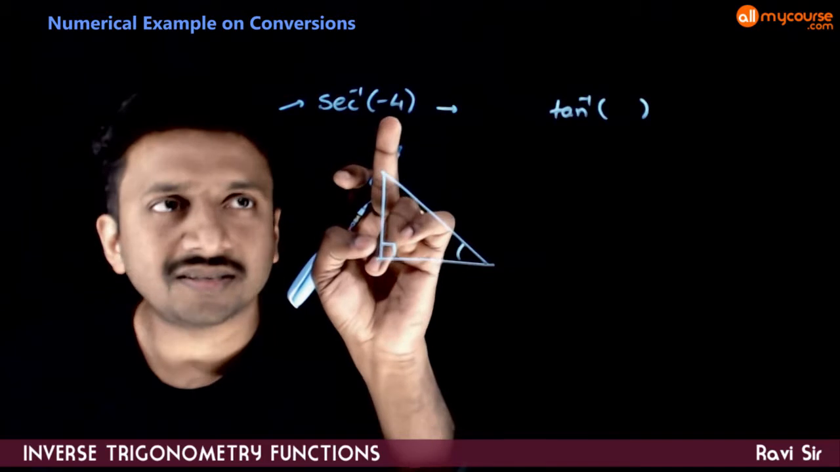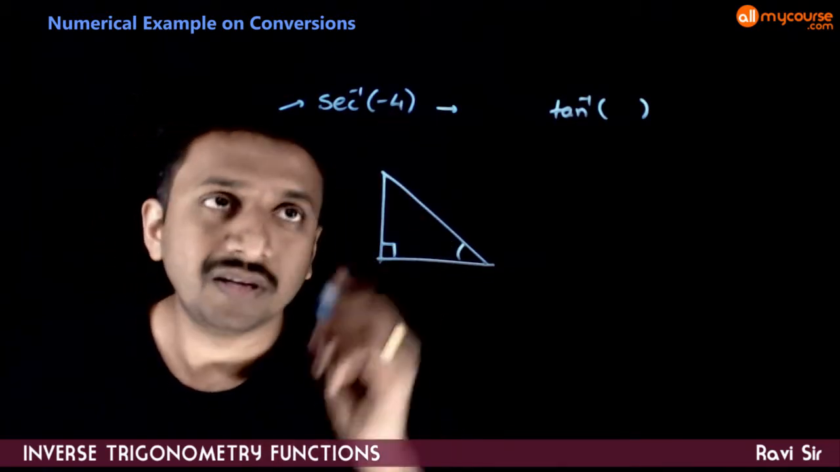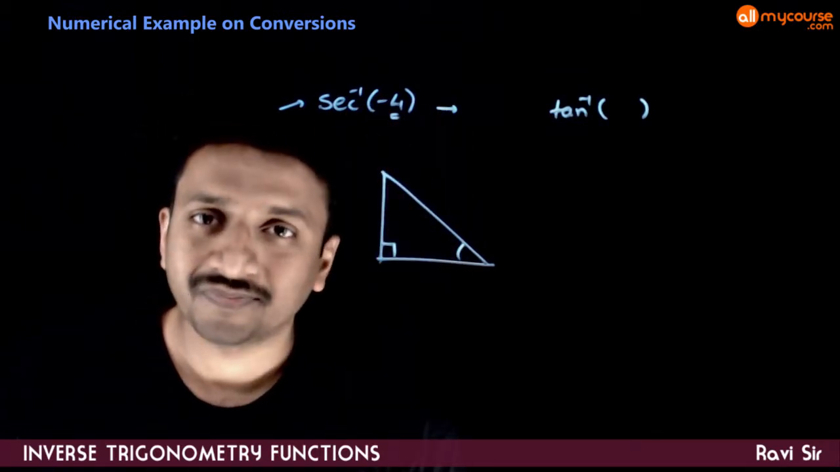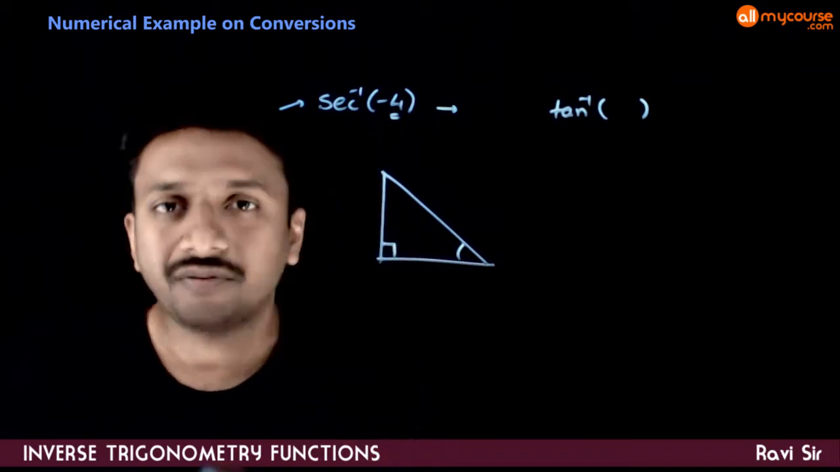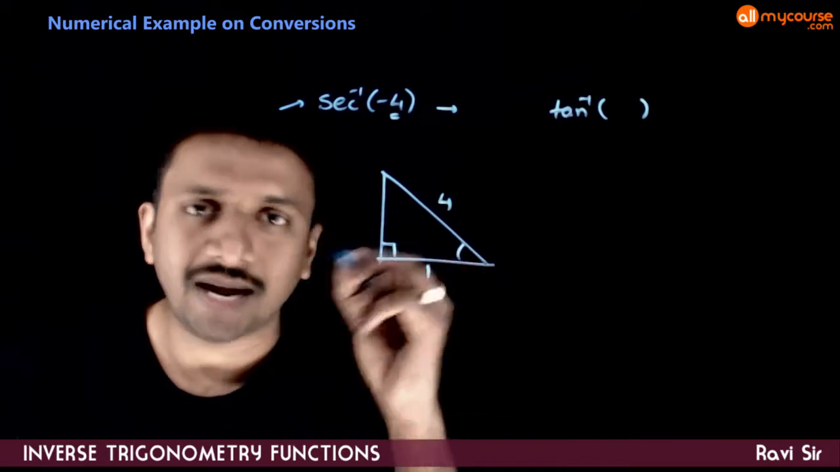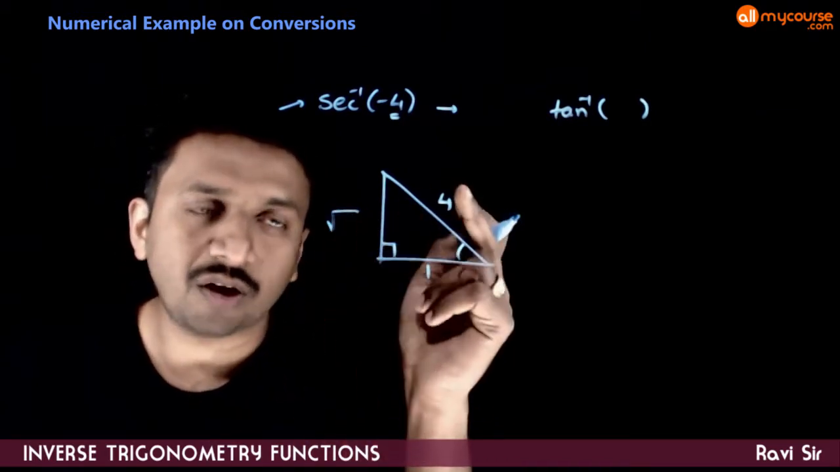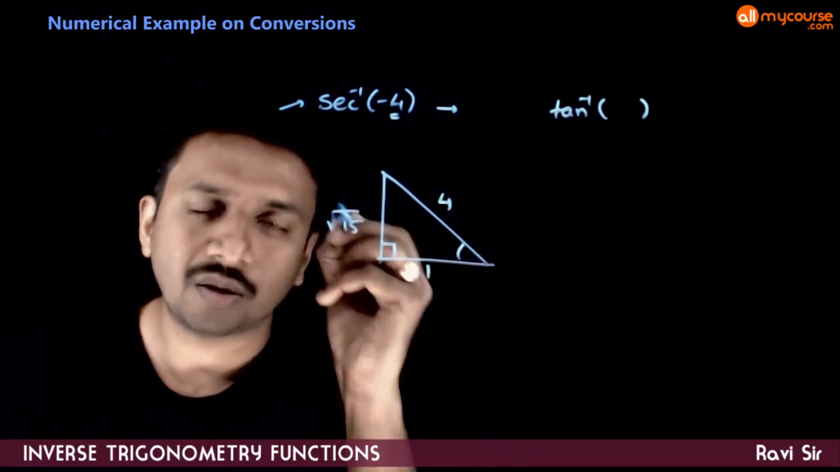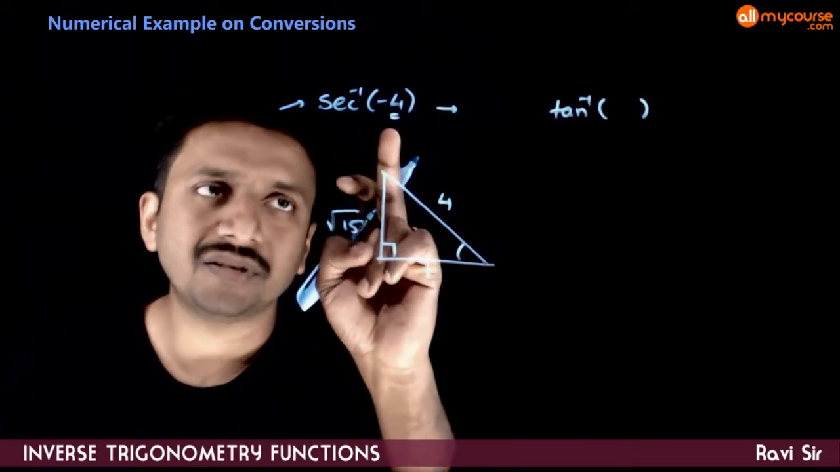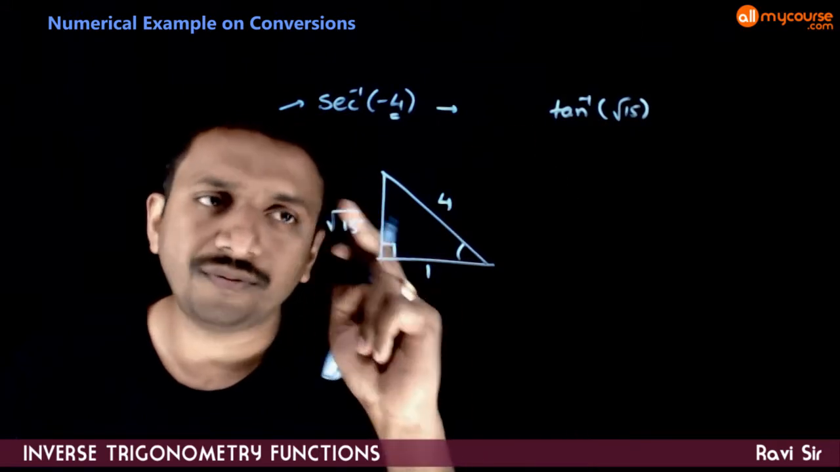First, let us say that we are dealing with minus 4. Let us first deal with plus 4 and then adjust the formulas. So, secant inverse of minus 4. Hypotenuse is 4, adjacent side is 1. From this the opposite side becomes root of 16 minus 1, which is root 15. So, basically secant inverse of minus 4 will be equal to tan inverse of root 15 by 1.